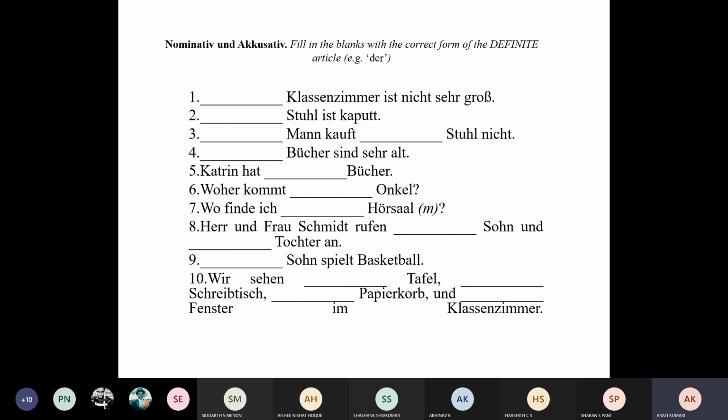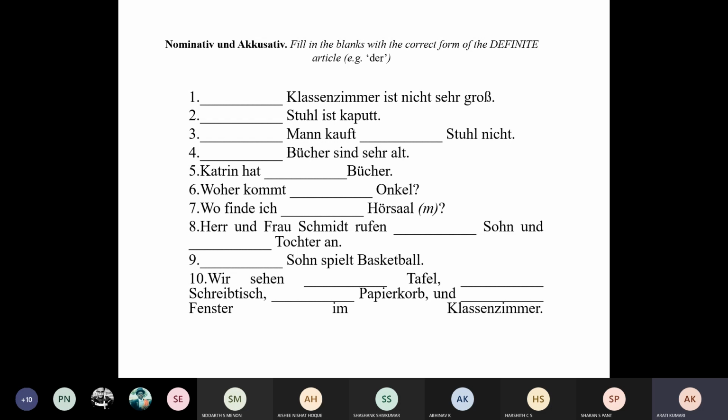Bücher. What is Bücher? Plural of book, no? Books. So, die. Article will be die. So, number four is, again, it's subject, so nominative. So it will become die Bücher. Yeah, complete the sentence. Die Bücher sind sehr alt. Yeah, the books are very old.